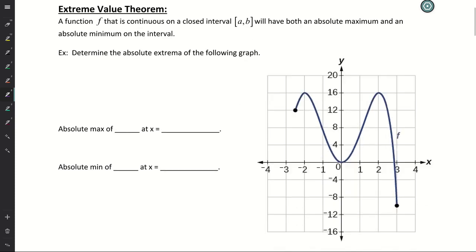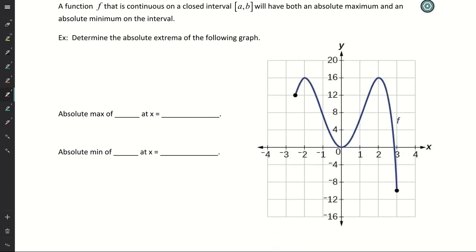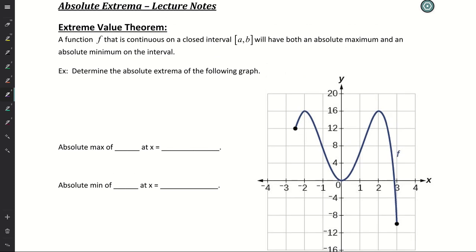So here, let's look at this example. We're looking at the graph to the right, and it asks us to determine the absolute extrema for this graph. So basically here, absolute extrema means that there is a point higher than any other point on the graph, or there is a point lower than any other point on the graph. And so on this one, if they're asking for an absolute max, then we want to look at the graph. Notice that the extreme value theorem in this particular situation guarantees both a max and a min.